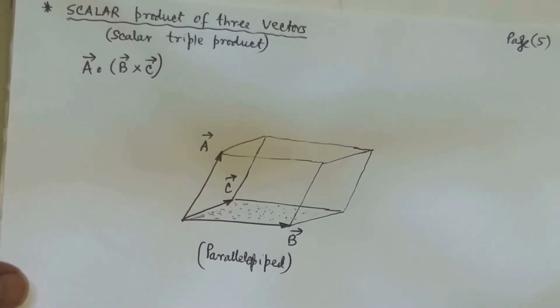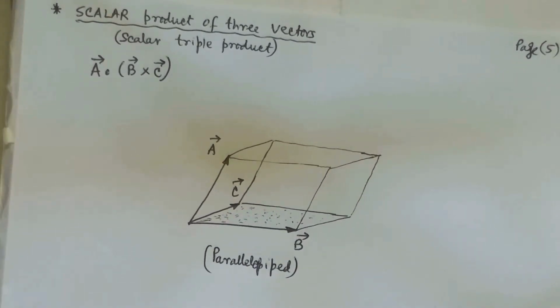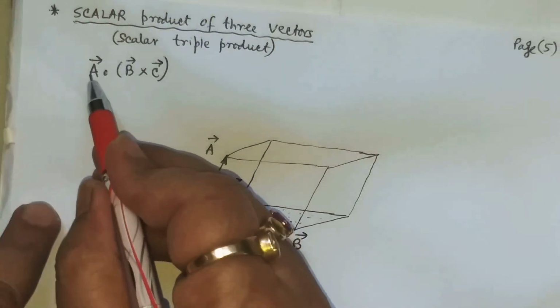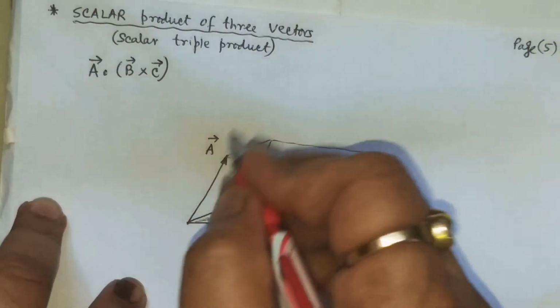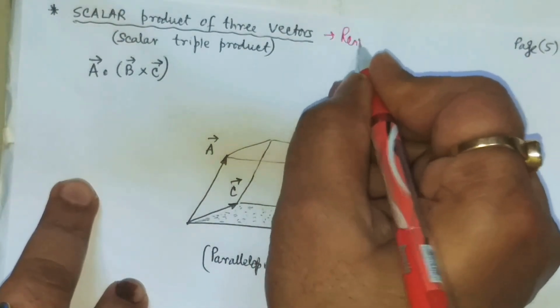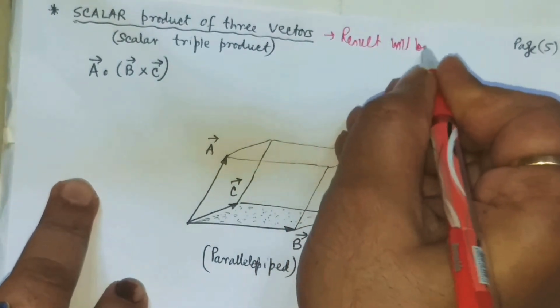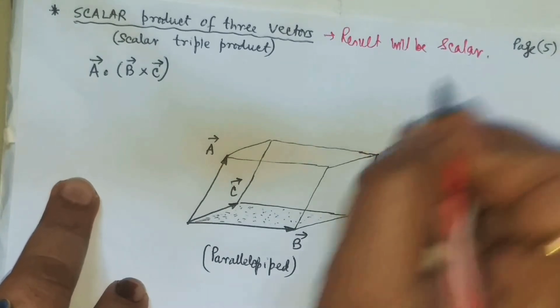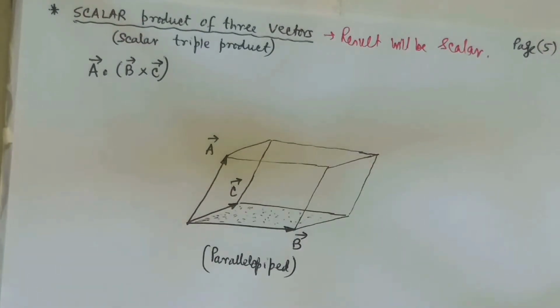The scalar triple product, why is it called scalar triple product? Because three vectors will be involved, a, b, c, and it is written as a dot b cross c. The result will be scalar. Let us have an idea of what the meaning is.